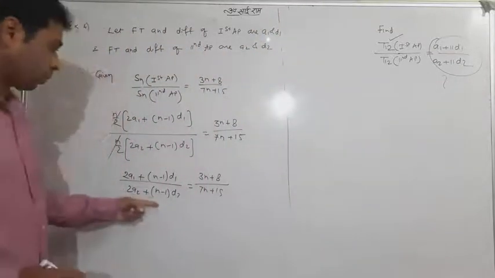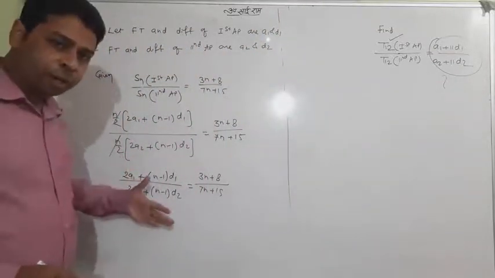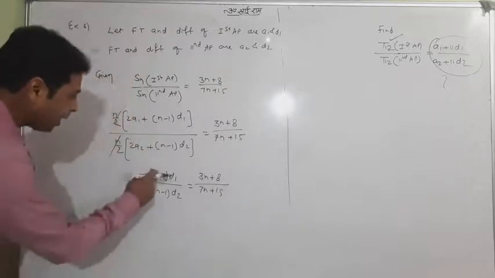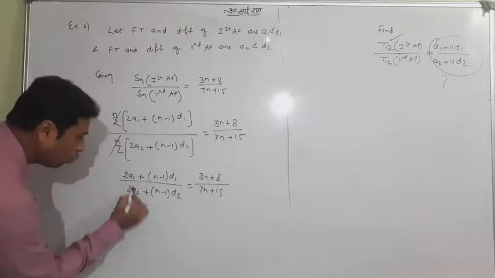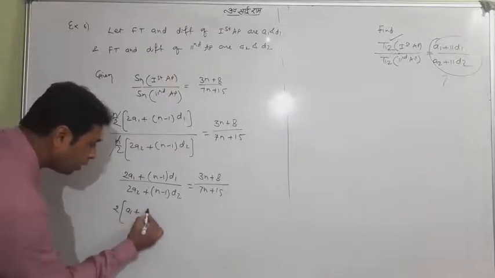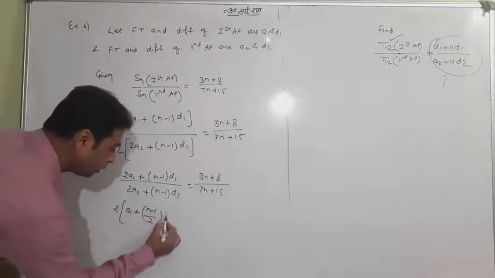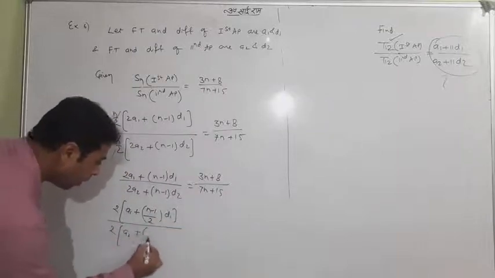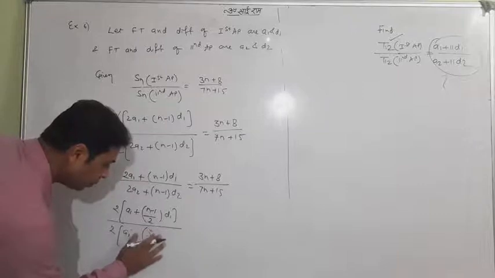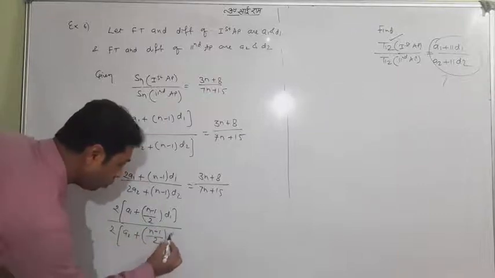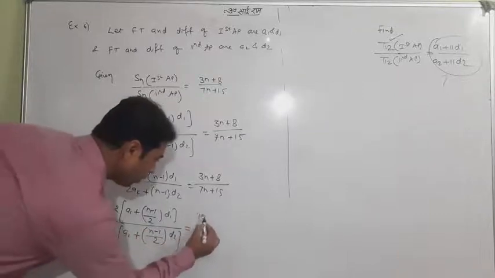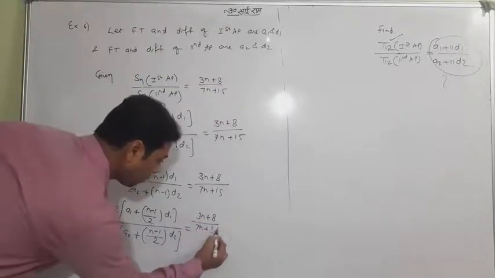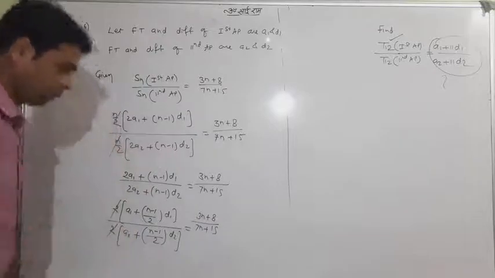Okay, what will you do next? You have reached till here. It was given, use the formula, cancel. Now I'll take 2 common. Look, I'll take 2 common from the numerator side: a1 plus (n minus 1) upon 2 d1, and taking 2 common, it is a2 plus (n minus 1) upon 2 d2, equal to (3n plus 8) upon (7n plus 15), and these two will cancel.